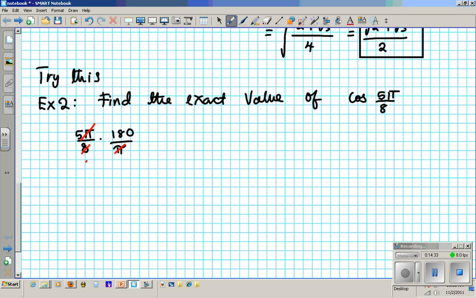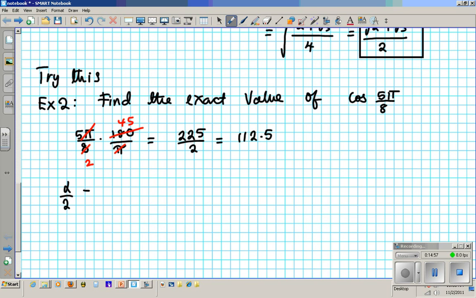4 goes into 8 2 times. 4 goes into 180 45 times. When you multiply it across, you get the angular measure 225 over 2. You can write it like this, or you can write it as 112.5, whichever formulation you like. But I think this form is better.